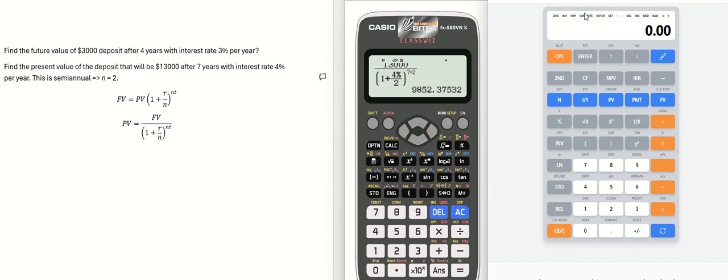Now, if we apply the financial calculator, we put 13,000 and go to the future value in here. The next one, 7 years, we need to multiply by 2, and that's it for n. The interest rate is 4%, so we have number 4 divided by 2, and we put it here. We don't have payment in here, and we need to calculate the present value. So we select compute, and we select this one.